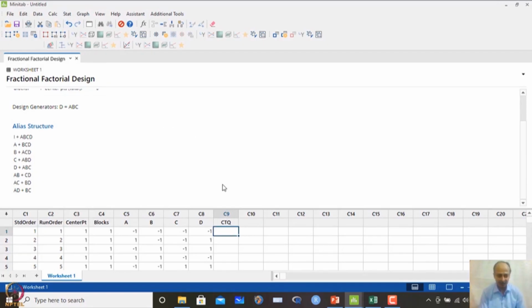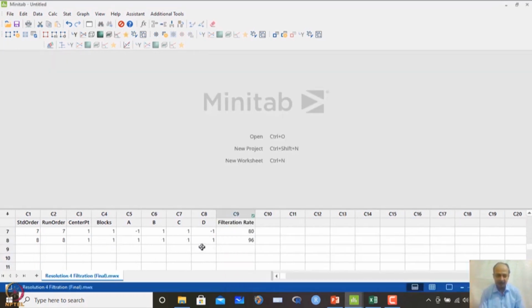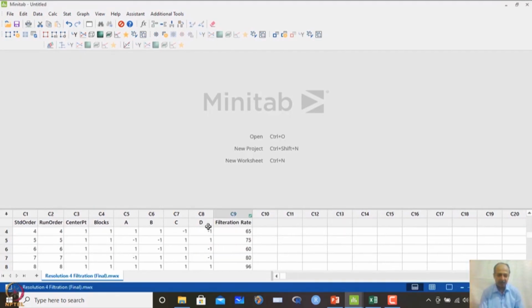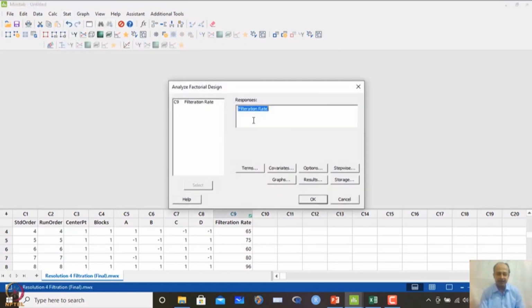analyze factorial design like that. So, this is already created. If I go to the examples factorial design, it is already created. So, in this case filter rate experimentation. This is the principal block given over here. So, this is the trial. So, how do I analyze this one? I go to Stat, DOE, factorial design, analyze factorial design.